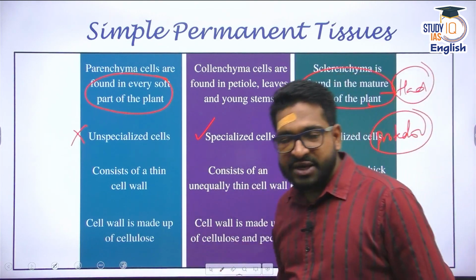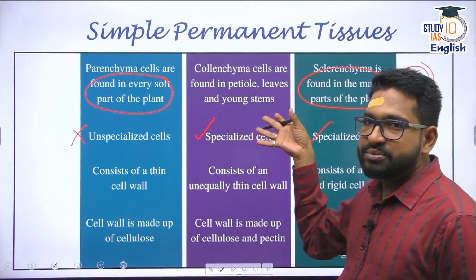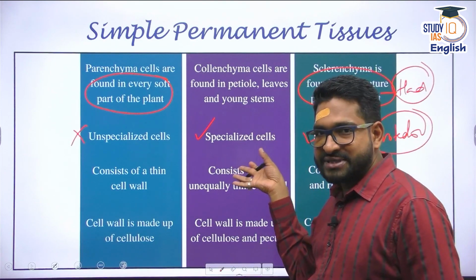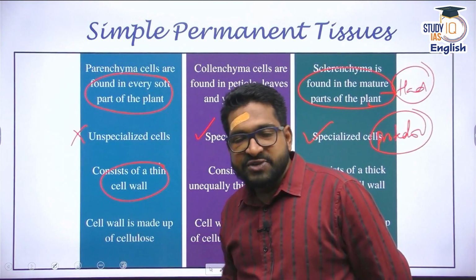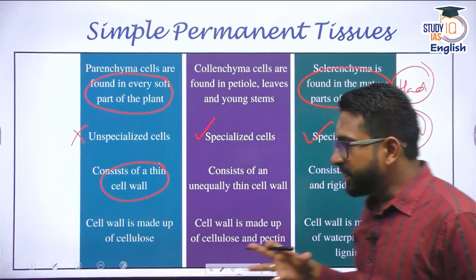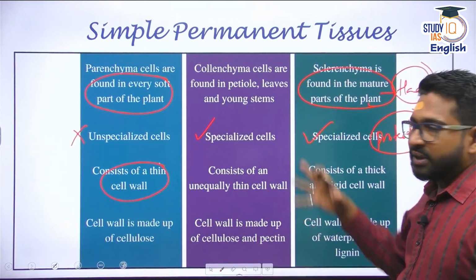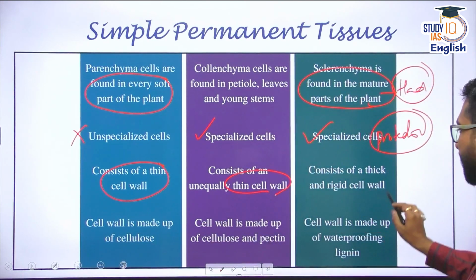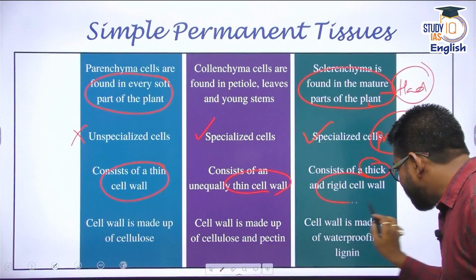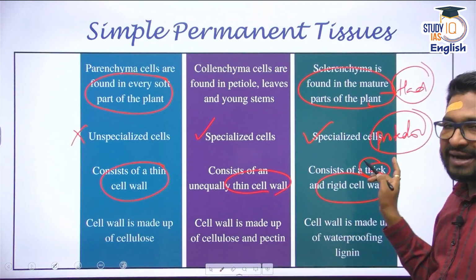Collenchyma, there are a lot of chloroplasts in it. That means it helps in stability, it helps in photosynthesis as well. They consist of very thin wall. The Parenchyma has very thin wall and a lot of intercellular spaces. The Collenchyma usually has thin cell wall, but Sclerenchyma has thick and a rigid cell wall, and it is made up of dead cells, dead tissue.